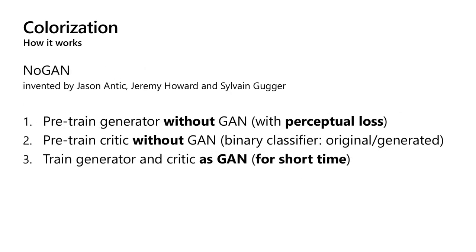Interesting, we said it is again difficult to train. Jason Antic, thanks to folks from FastAI, Jeremy Howard and Sylvain Gugger, were able to invent a new way to train GANs, which they call NoGAN, because the training is performed in 3 steps. 2 of them are just traditional neural networks trained as traditional neural networks. And then just at the end of the process, they perform the GAN training as usual.